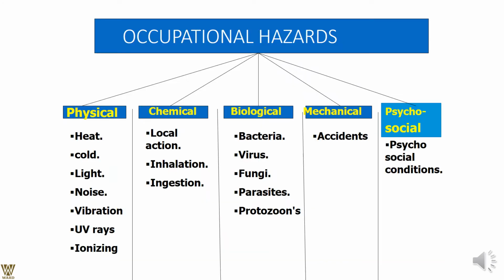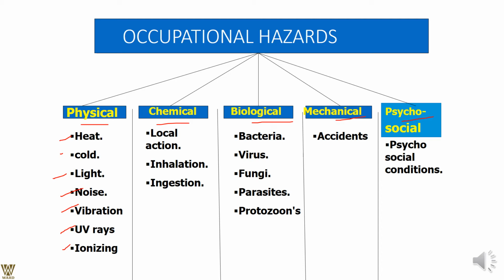So what are the occupational hazards? People might say me, right? We will term it into five different categories, which are physical, chemical, biological, mechanical, and psychosocial. Now we'll talk about physical things. This is what affects you physically in terms of extreme heat, extreme cold, light, noise, vibration, UV rays (ultraviolet rays) that might lead to certain kinds of rashes on your skin, and ionizing radiation.